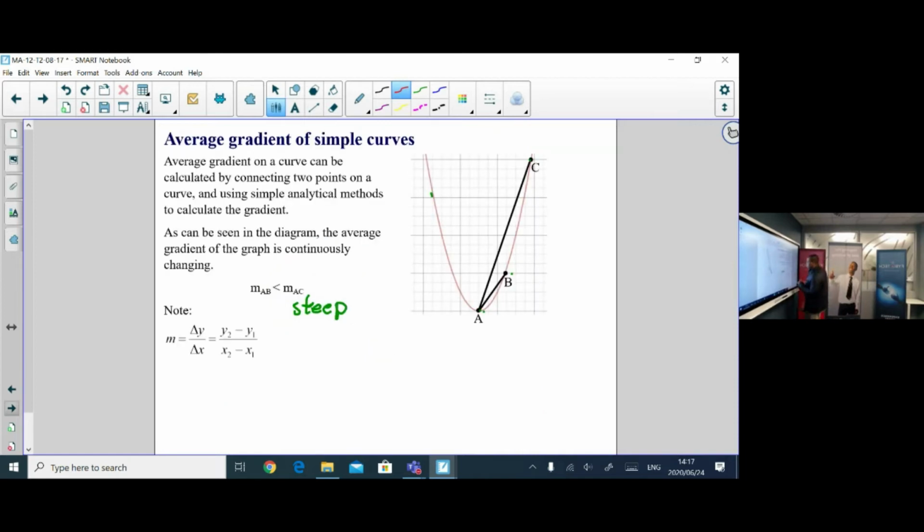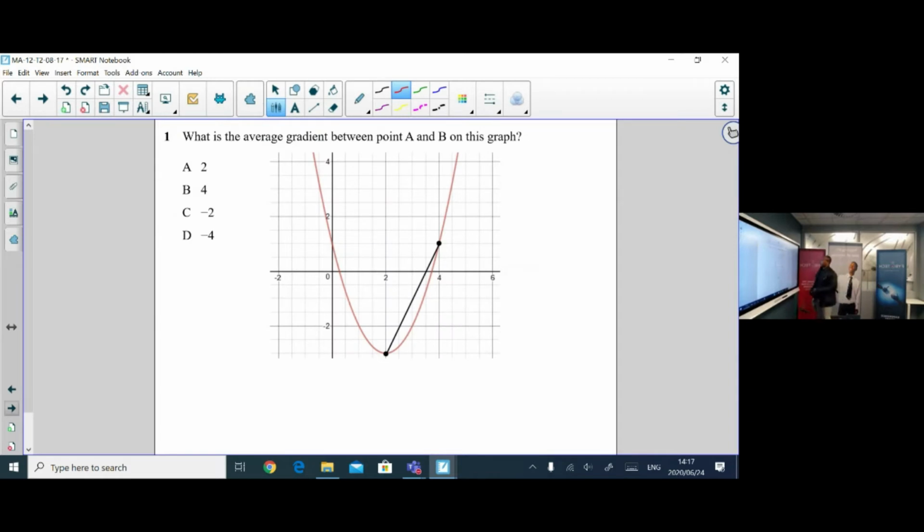Now, an important formula that we learned in grade 10 was that gradient is equal to change in y over change in x, which can be put down as y2 minus y1 all over x2 minus x1. So this would give you your gradient. Here is something that you can have a feel. What is the average gradient between point A and B on the graph?